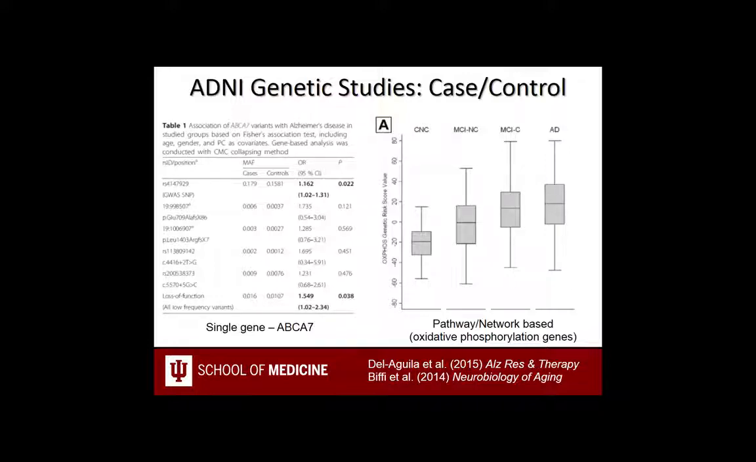And so they took their network of genes and made a risk score by combining a risk allele from multiple different SNPs, and found that, in fact, having a higher number of these risk SNPs in oxidative phosphorylation genes was associated with a higher likelihood of Alzheimer's disease.